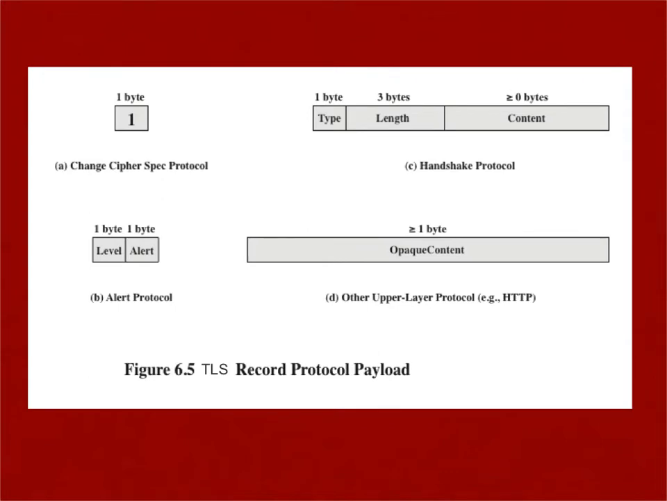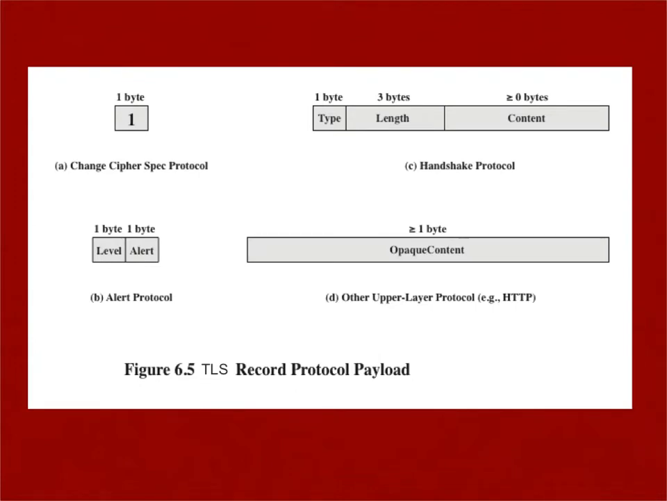So we start to talk about the different protocols within the TLS standards. So we talked about 4 different protocols. We talked about the handshake protocol, the alert protocol, the heartbeat, the change cipher spec, and the record protocol.